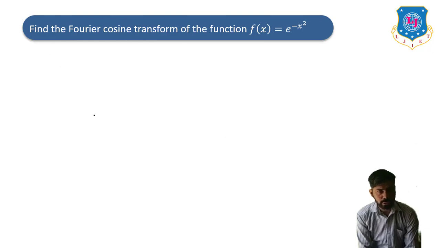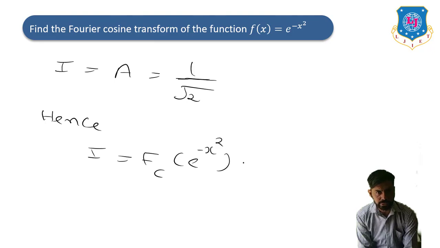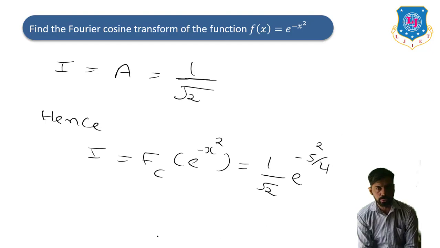Now from result 2, when we put s equal to 0 in result 2, then we can say that I is equal to A, and that is equal to 1 upon root 2. Hence, the Fourier cosine transform of e raised to minus x square will be 1 over root 2 into e raised to minus s square by 4, because the value of A is 1 over root 2.